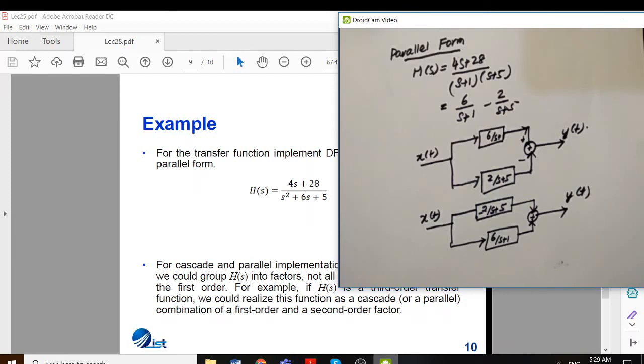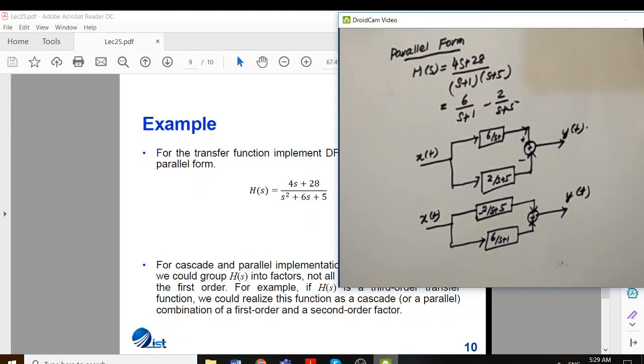So in summary, the crux is that a system can have several cascade forms or several parallel forms, and all of them lead to the same transfer function. And there's no hard and fast rule as to which is the correct parallel form. All of them are correct. So you make any form, that's fine.